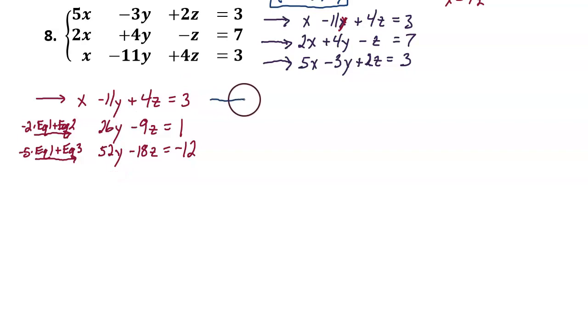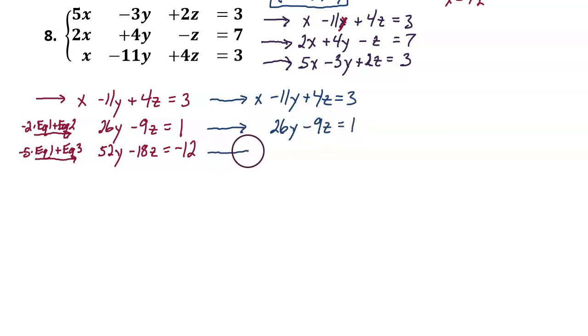So I'm going to draw an arrow, and I'm going to keep the first equation the same. Draw an arrow here, and keep the second equation the same. Draw an arrow here, and then I'm going to write down on that arrow what it is we're going to do. Negative 2 times equation 2 added to equation 3 to create a new equation 3.